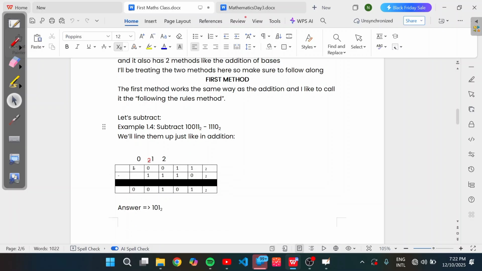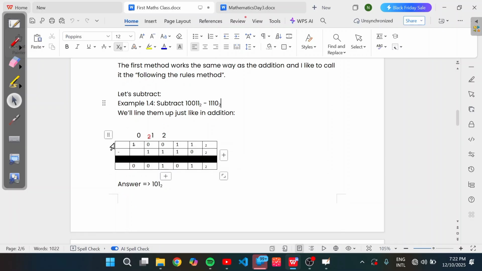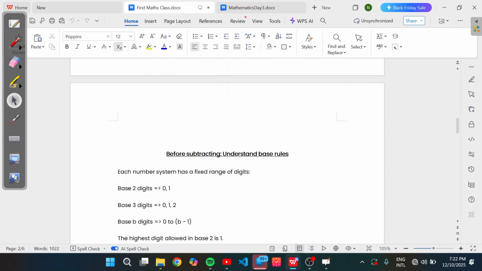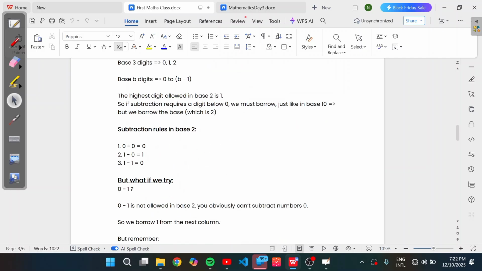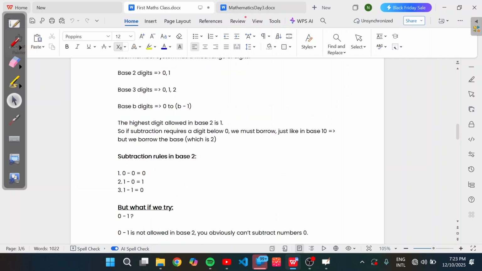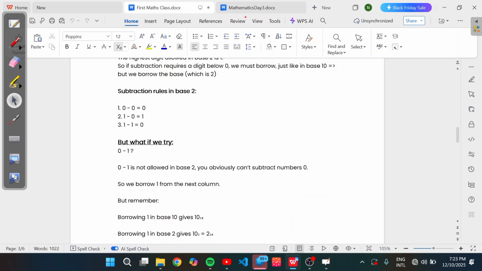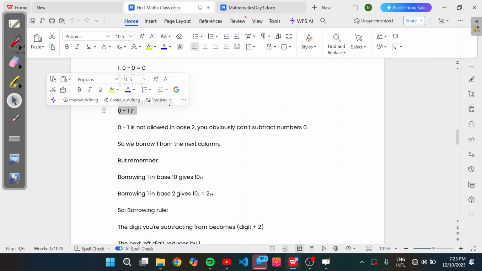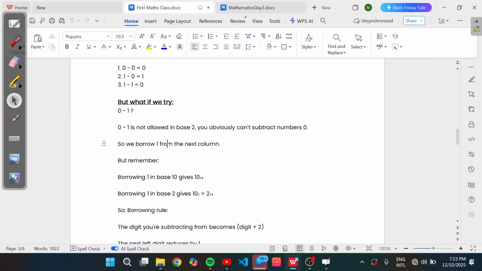So let's get into it. So we're going to have 1 0 0 0 1 1 base 2. Subtract 1 1 1 0 base 2. So we need to know those rules again. We already know this one, so we have 0 minus 0, 0, 1 minus 0, 1, 1 minus 1, 0. But what if we try 0 minus 1? 0 minus 1 is not going to be possible. I mean, how can you subtract something from nothing? You obviously can't do that.